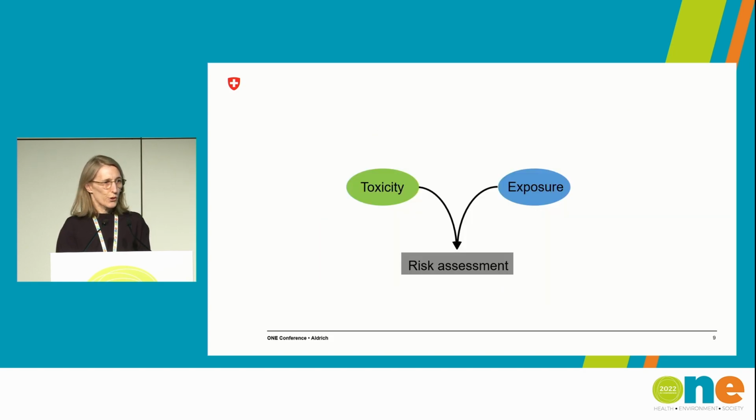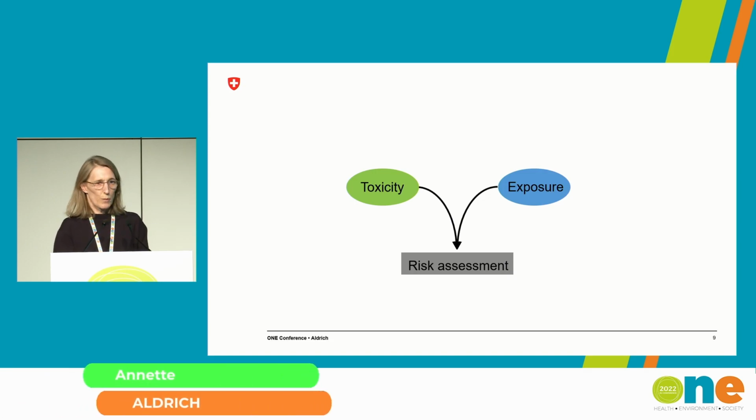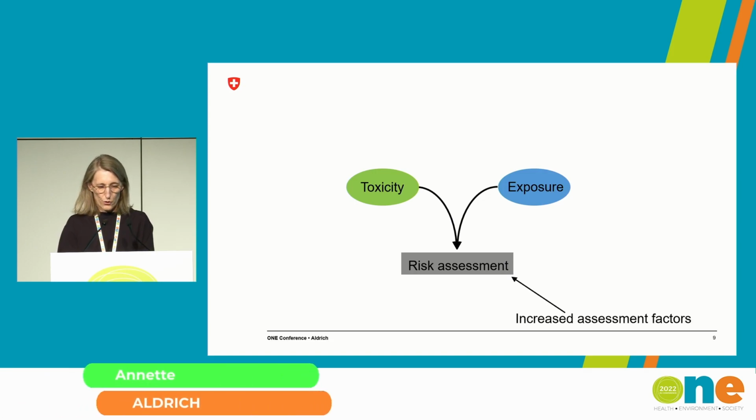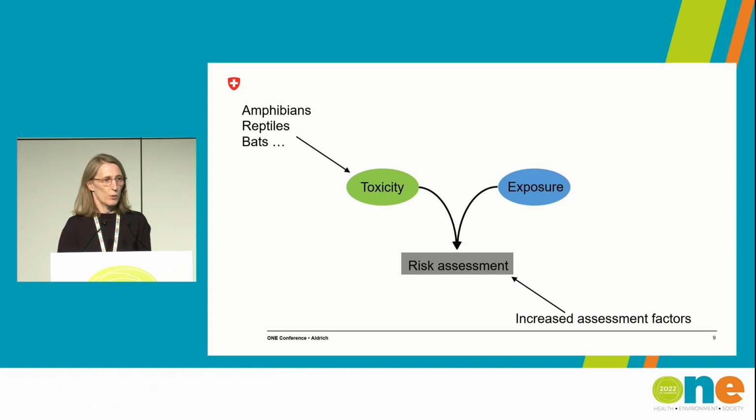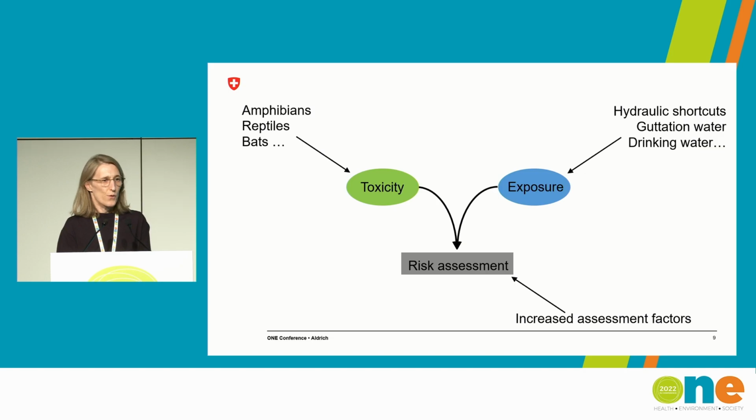So to optimize the current process, there are several ways to go about. We can increase the assessment factors. An additional factor of 3 or 10 has been suggested. We can test more species, such as amphibians, reptiles, or bats. And we can assess further exposure routes, such as guttation waters. We could continue and build on the current paradigm and implement new tools. The assumption of this approach is that with more data, the quality of the decision improves because the uncertainty decreases.